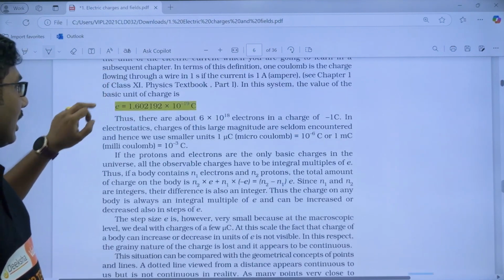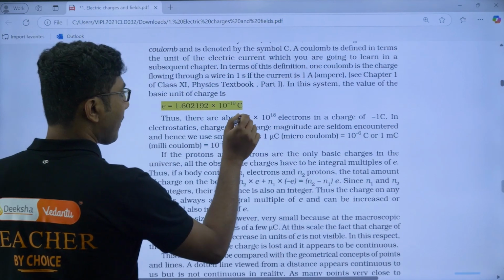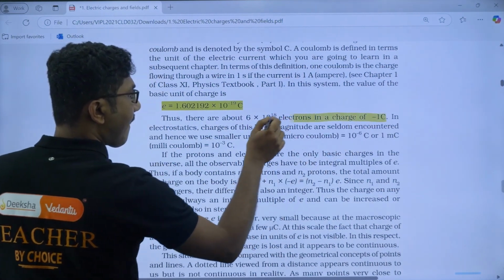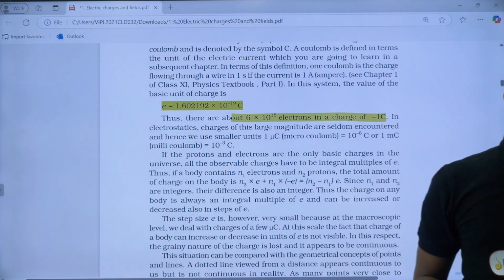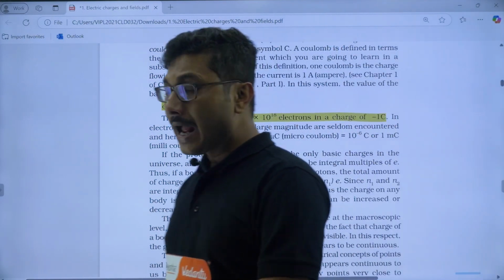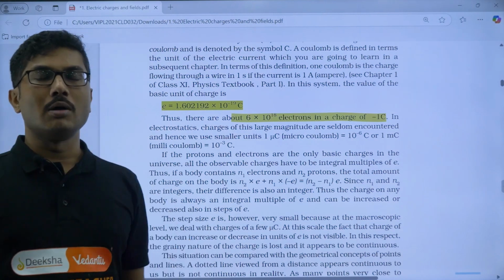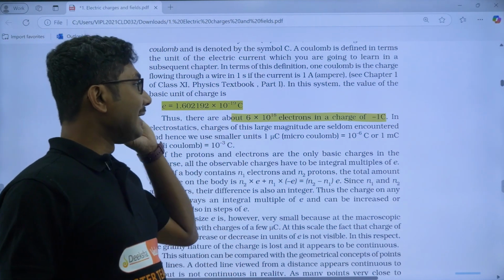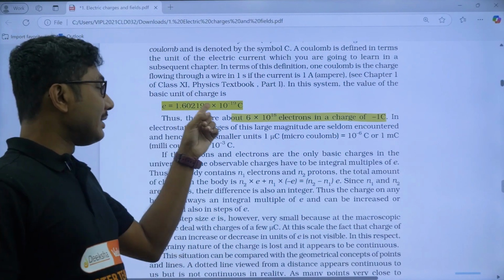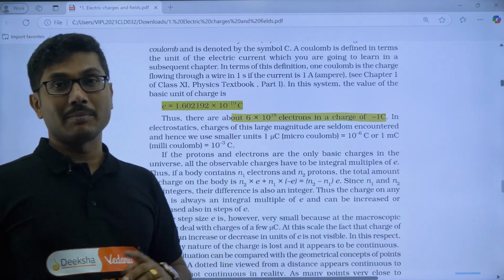And also, this line is important. The charge of an electron is 1.6 times 10 to the power of minus 19, we already know that. And if a body has 1 coulomb of charge, then it must have either this many extra electrons or this many fewer electrons.